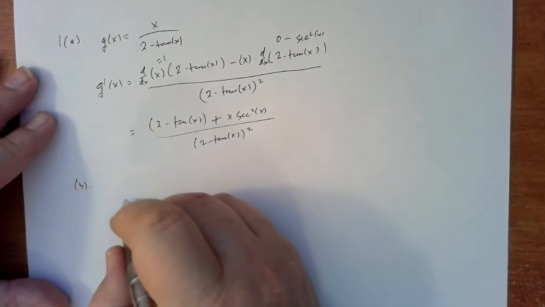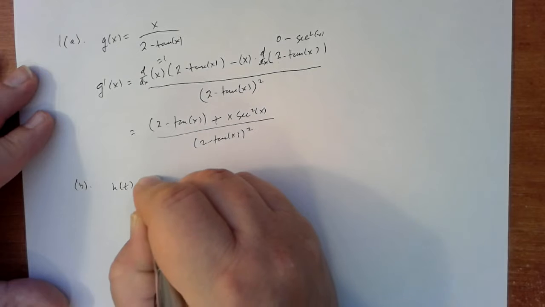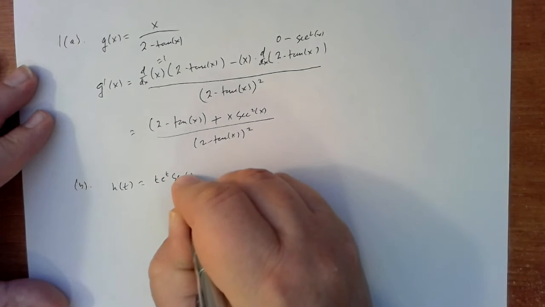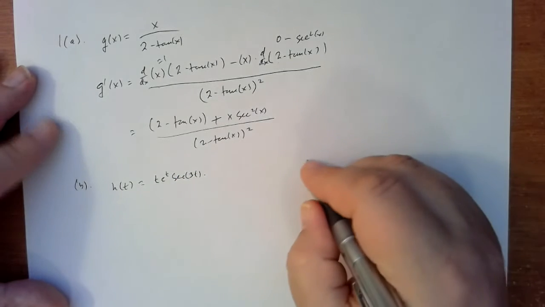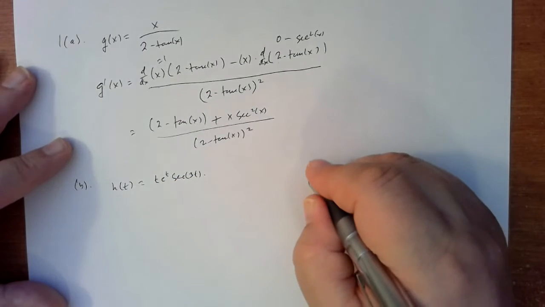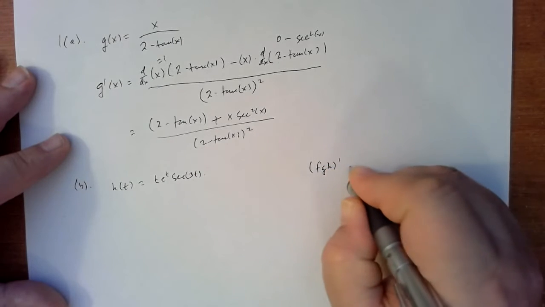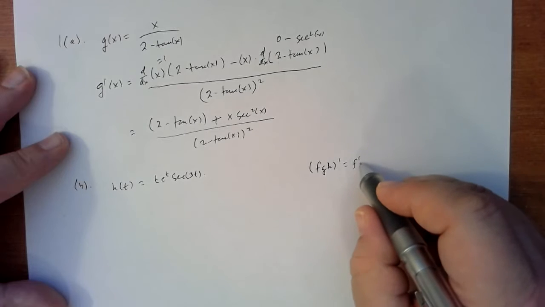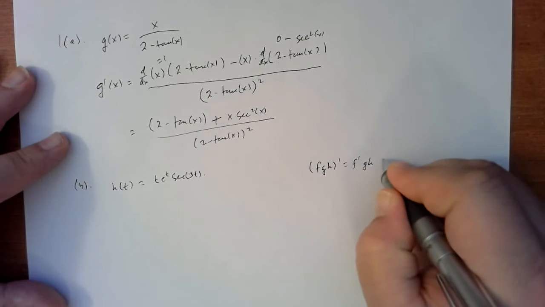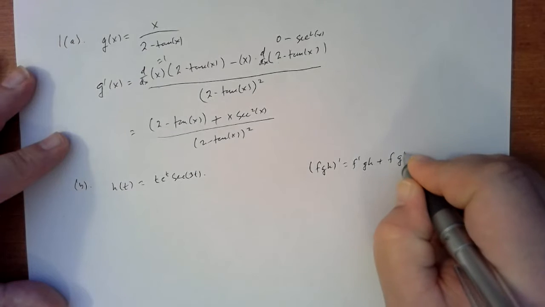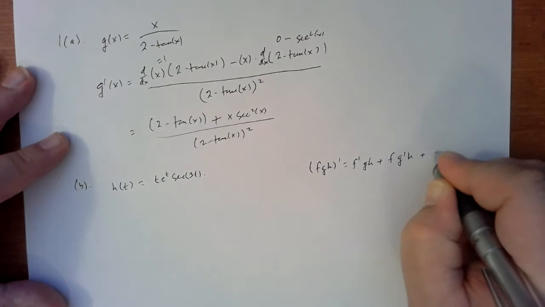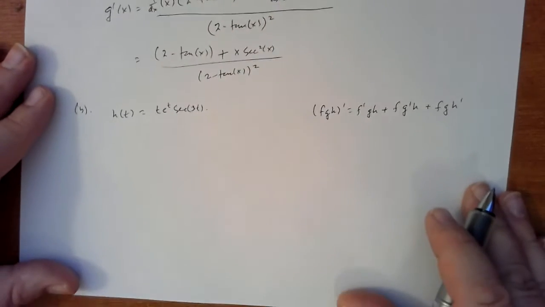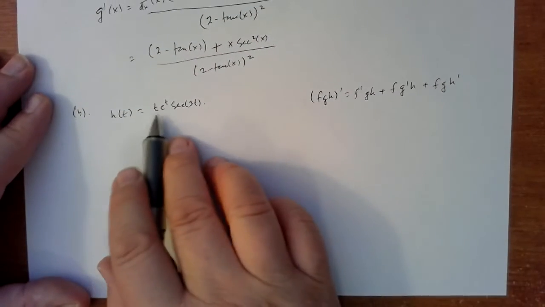1b, h of t equals t e to the t secant of 3t. Now, if you have a triple like this, if you're taking the derivative of a triple product, we talked about this. You take the derivative of the first times the second times the third, plus the first times the derivative of the second, and so on. So the derivative just kind of goes through each function like that. Okay, so when we're differentiating this, then we just differentiate each function in turn.